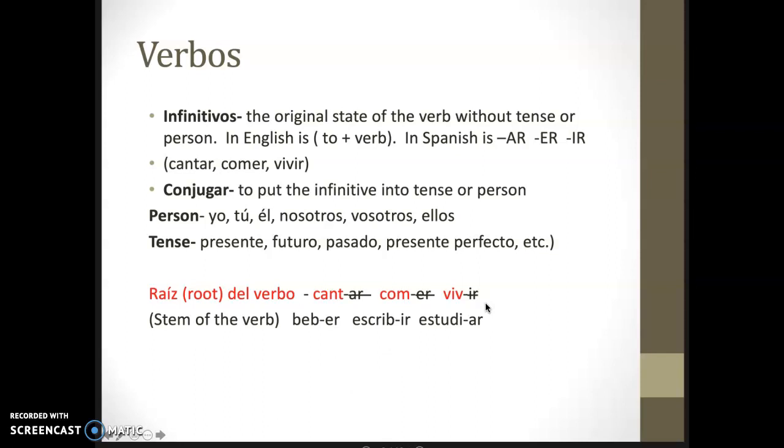Sometimes it's called the stem of the verb, so you can call it the root or the stem of the verb. So the stem of this verb, beber, will be beb. Escribir is escrib. And estudiar will be estudi.